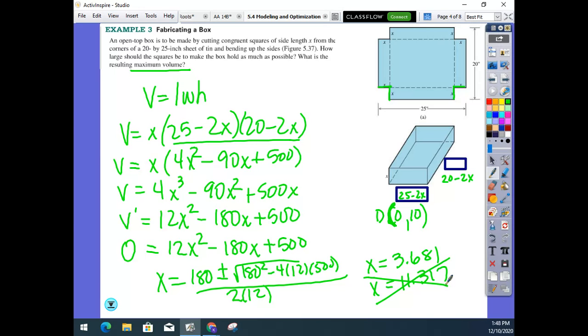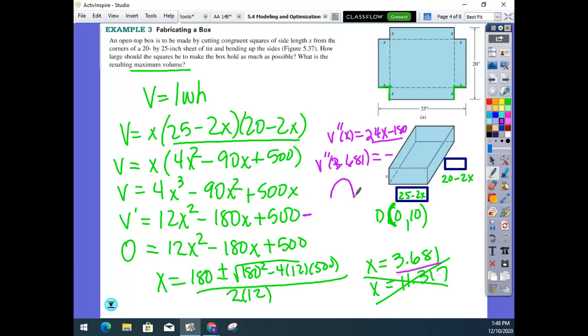Okay, so then we're going to look at, actually, let's use the second derivative test. So let's do the second derivative of this. So then it kind of gives us practice. 24x minus 180. And if we plug the 3.681 in here, that gives us a negative value.